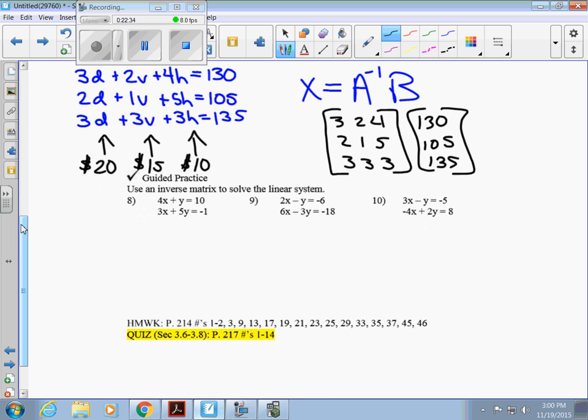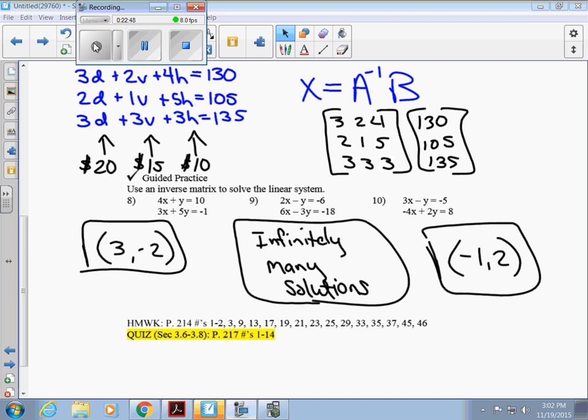So go ahead and I would try a couple of these guided practice questions using the inverse matrix. So go ahead and pause the video. You can hit play when you're ready to resume. And here are the answers that you get for those questions 8, 9, and 10. Now, number 9, we get infinitely many solutions. If you put that on your graphing calculator and enter that, you're going to get an error, and it said singular matrix. Well, that means that we have one of those weird situations, and so there's infinitely many solutions on here.